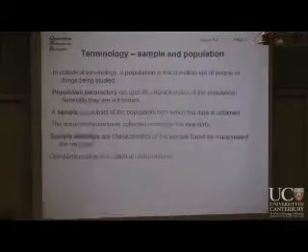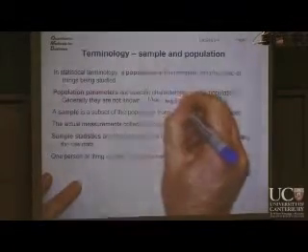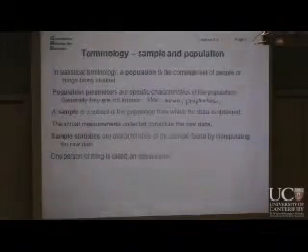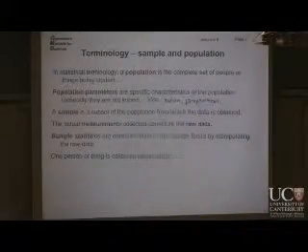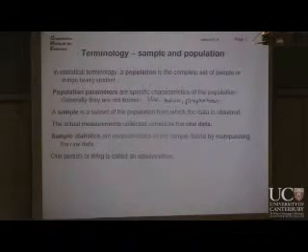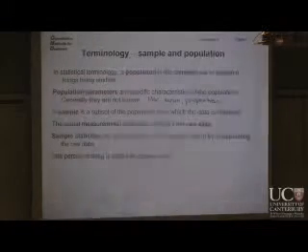Now, parameters are things like the mean or proportion. And if you remember the earlier stuff, we talked about the mean being a way of representing a whole set of data. So with this class, I could list all of the numbers, but if I just want to give one number, I give the mean.